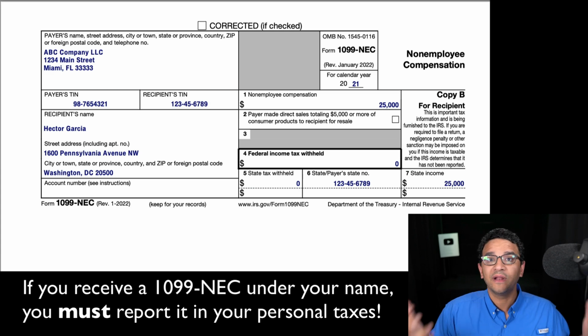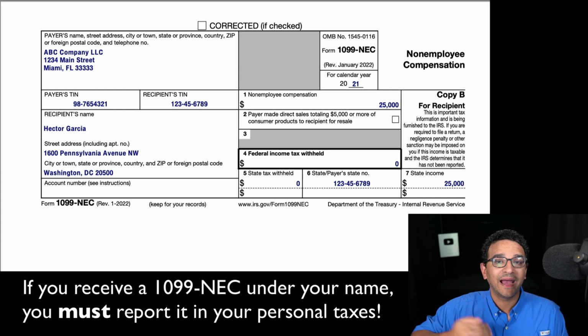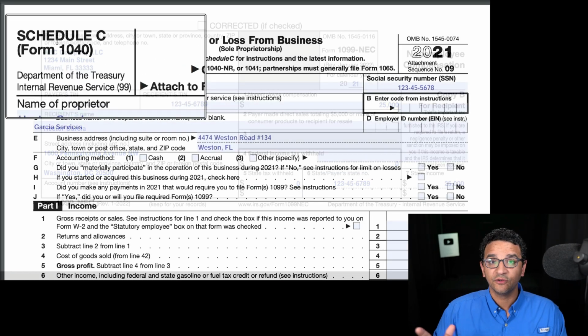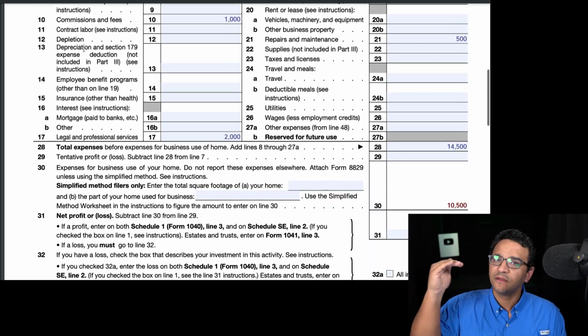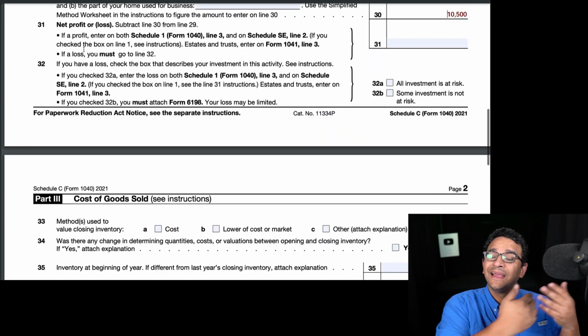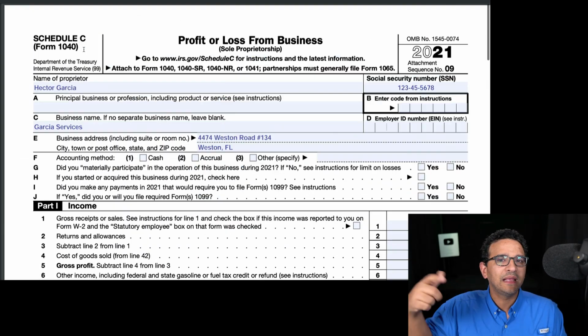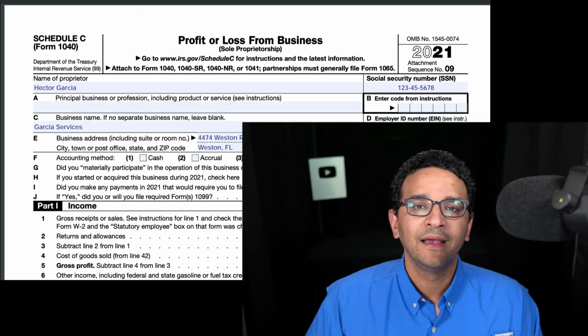Whether or not you own a business, or you don't think you own a business, if you receive a 1099-NEC, that means you are an independent contractor, and that means you have a sole proprietor business. That means you have to pull up your Schedule C in your personal tax return, report the income, and also you can reduce some of that against business deductions and ultimately pay the tax on the net of that.